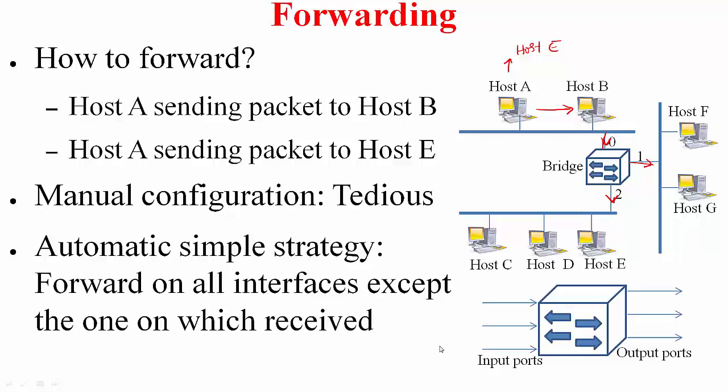Now the question is, can we do better than this? Can we make the forwarding more efficient, where the packet is only forwarded on that port which makes sense? And to do it in a way that doesn't involve manual configuration of this particular bridge. A bit tricky, but I think you can do it. The hint is make use of addresses.